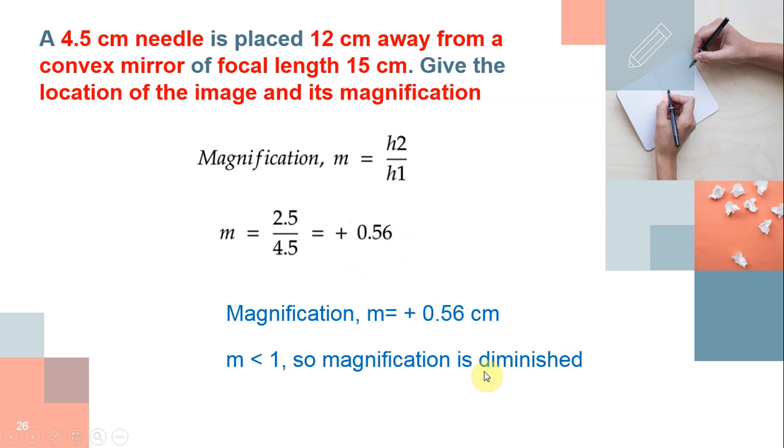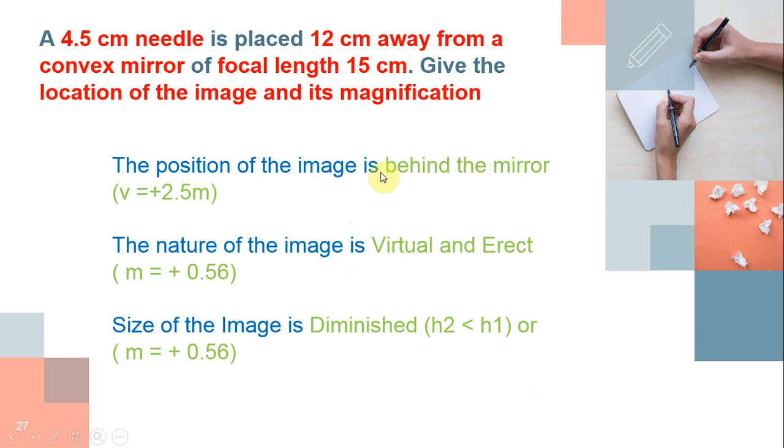The magnification is diminished. The position of the image is behind the mirror, because V is equal to plus. So plus indicates the right side of the mirror, and the nature of the image is virtual and erect. So here plus indicates the nature of the image is virtual and erect. The size of the image is diminished, H2 less than H1, or M is less than 1. So the size of the image is diminished.